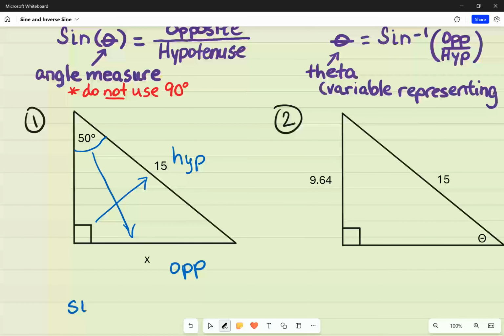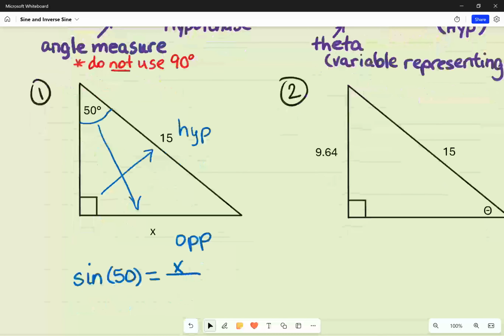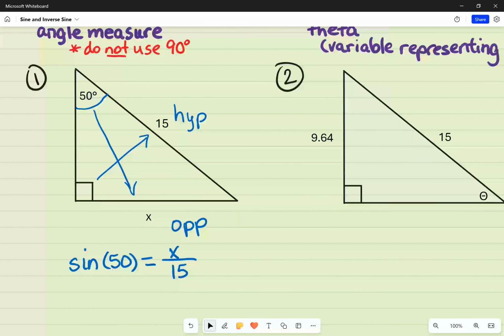I'm going to put sine, and then I always want to use the angle that's given that is not 90. So in this case, it's 50 degrees. And I want to set it as the formula states, opposite, which is x in this case, over hypotenuse, which is 15. If you have a number in your denominator, all you want to do is multiply both sides by that number. And now you have x is equal to 15 times sine 50. And once I put that in the calculator, I end up with 11.49.